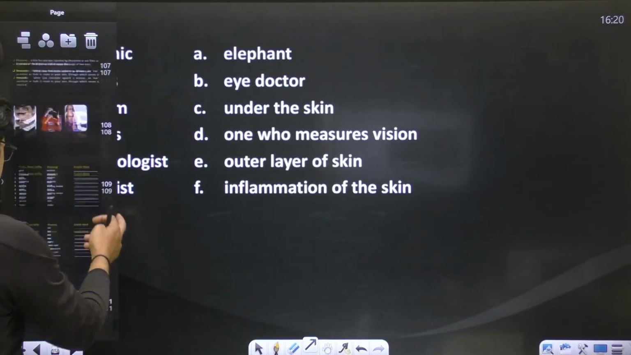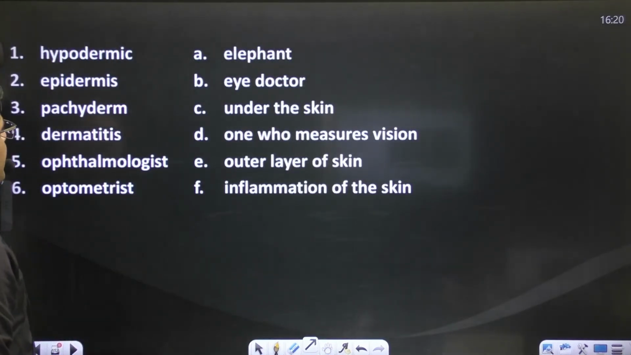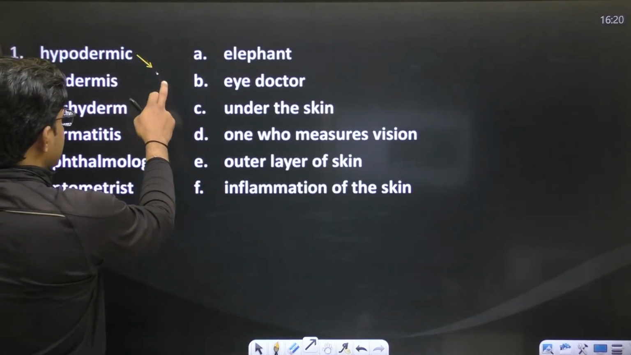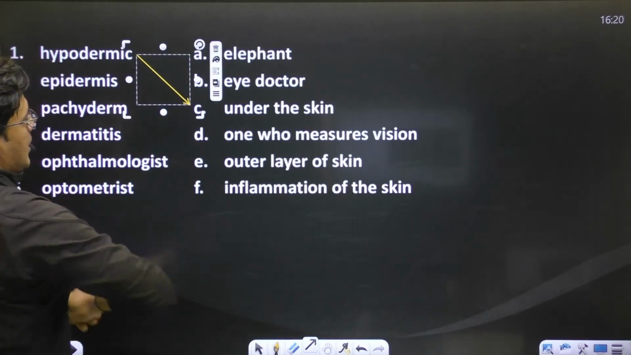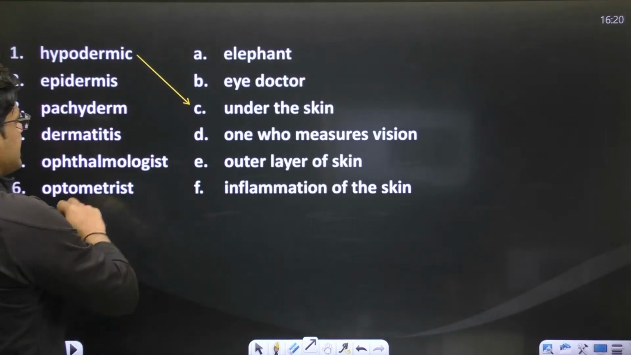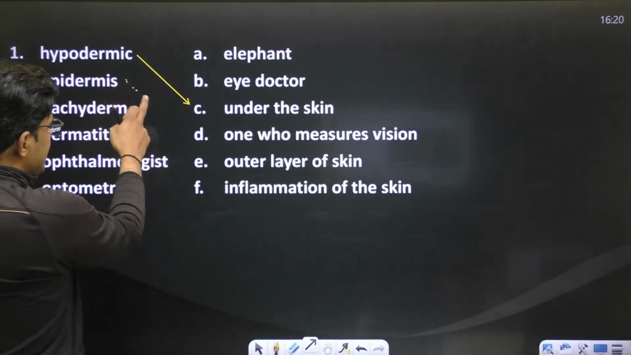Yes, hypodermic is something, you can say, under the skin. To penetrate a needle under the skin is called what? Hypodermic. Okay, epidermis is the outermost layer of skin.